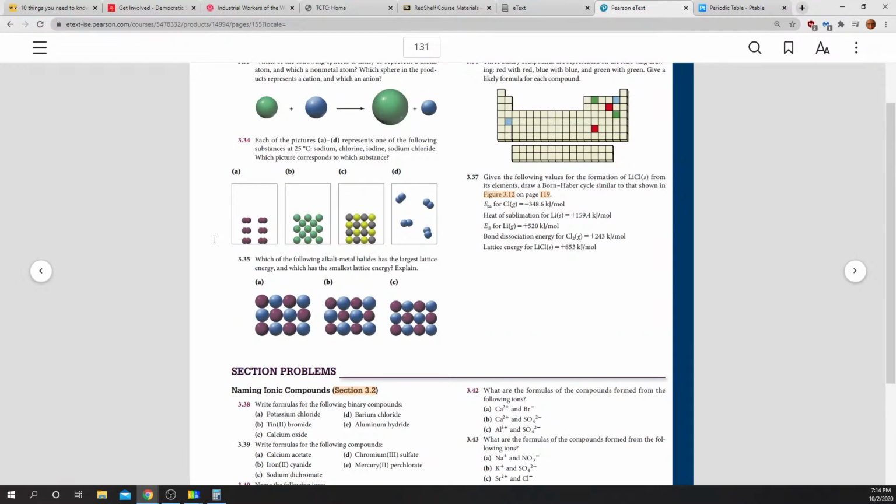Each of the following, A through D, represents one of the following substances at 25 degrees Celsius: sodium, chlorine, iodine, and sodium chloride. Okay, so sodium is a solid metal. All the atoms are going to be the same, so that's going to be B. Chlorine, that's diatomic molecules, and it's going to be a gas at room temperature, so that's going to be D over here. Next up, iodine, also diatomic molecules, but it is a solid at room temperature, so that's going to be A. And of course, sodium chloride is going to be C, alternating ions.